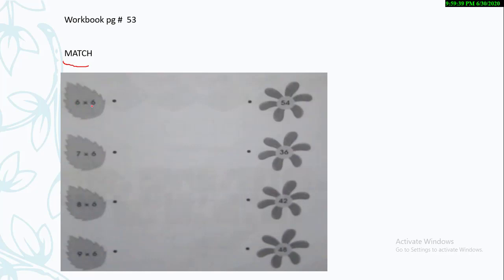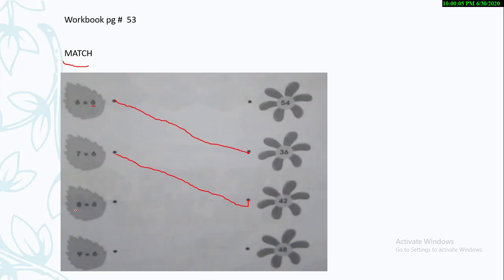6 sixes are... 6 is an even number, and you know that 6 will come at the back place, and half of 6 is 3, so 36. Let's match it: 6 sixes are 36. Match it with me. 6 sevens are something that you can only match if you learn the table. I know the table, so I can easily match that. 6 sevens are 42. Yes, I just matched it.